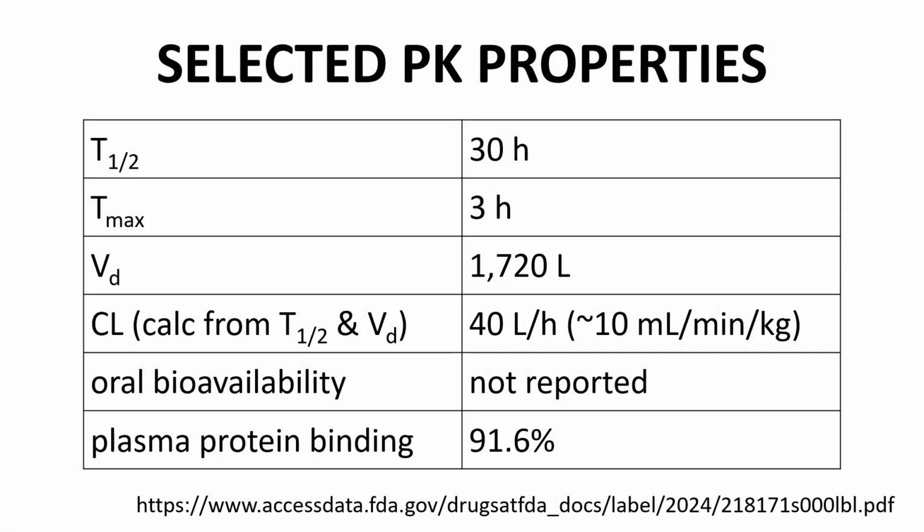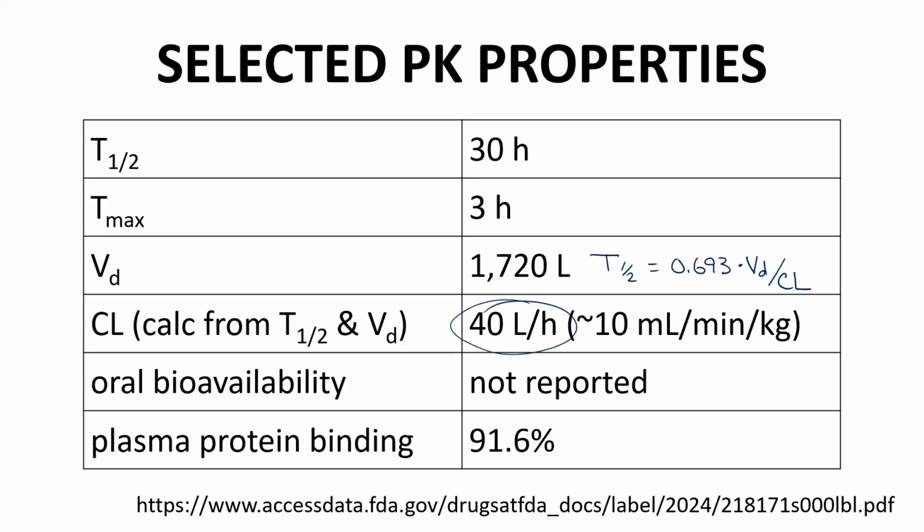Selected pharmacokinetic properties are shown in the table on this slide. The half-life of ensartinib is 30 hours. The volume of distribution is over 1,700 liters. The prescribing information does not list the clearance of ensartinib, but the clearance can be readily calculated from the half-life and volume of distribution. The calculated clearance is 40 liters per hour.